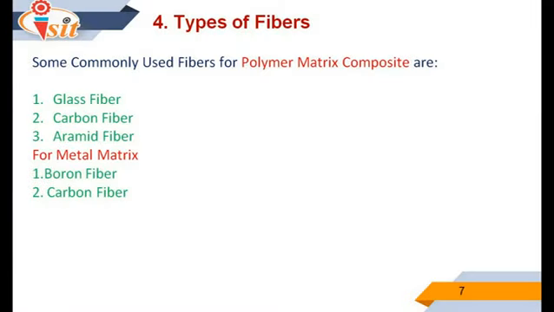Now we will talk about the types of fibers. Normally, fibers are classified into two types. One comes under polymer matrix composites, where the three important categories of fibers are glass fiber, carbon fiber, and aramid fiber. And for metal matrix composites, there are boron fiber and carbon fiber. So basically these are the general categorizations of fibers.